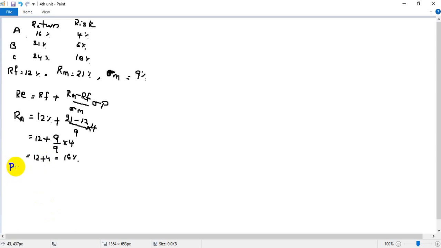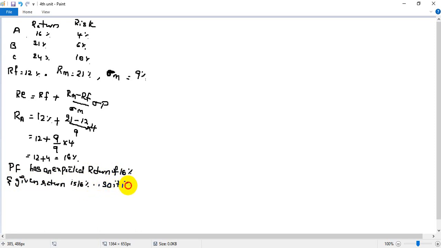So what is being said is the portfolio has an expected return of 16% and given return is also 16%. So it is situated on CML. It is an efficient portfolio.